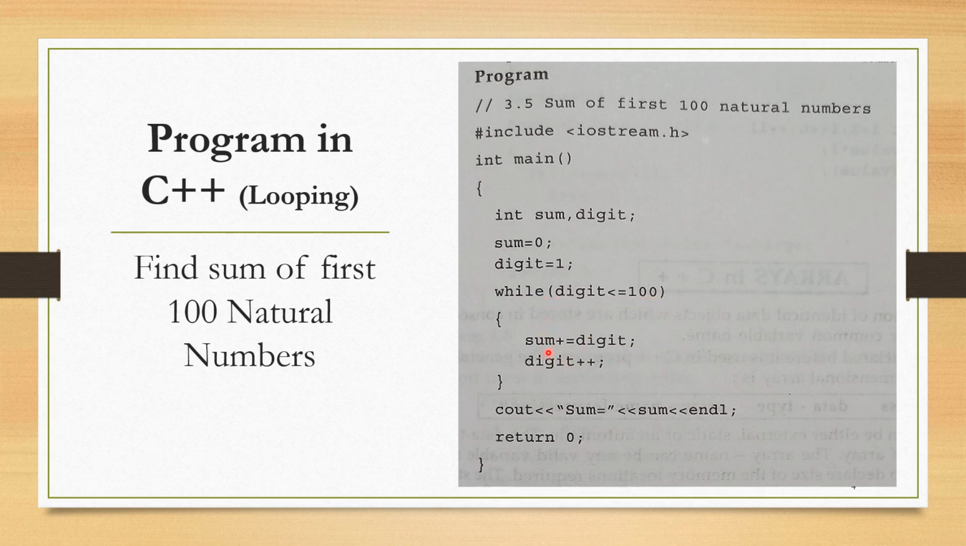Keep on adding to sum, and digit is increased by 1. When this loop is over, it will simply display sum equal to the total value, and the next line. Okay, this is the looping in C++.